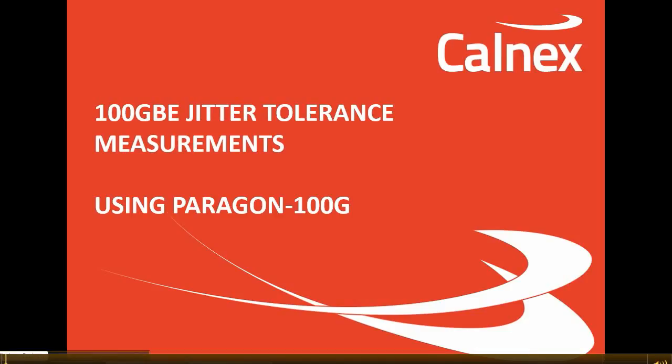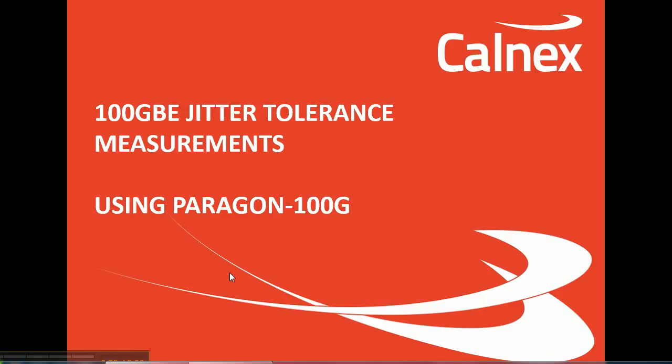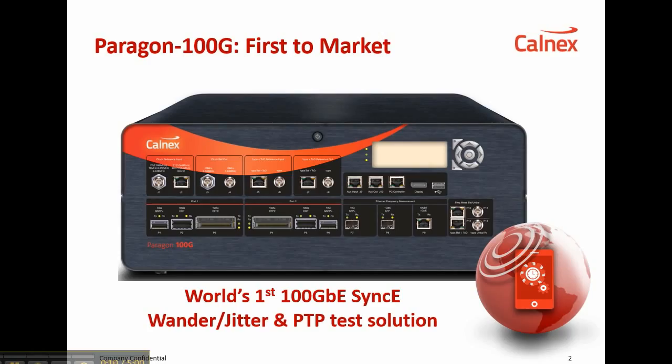So today I'm going to show you how to make a jitter tolerance measurement using the Paragon-100G from Calnex. This, in case you haven't seen it, is what the Paragon-100G looks like. It supports jitter, PTP and SyncE wander measurements to 100 gigabit Ethernet and beyond.